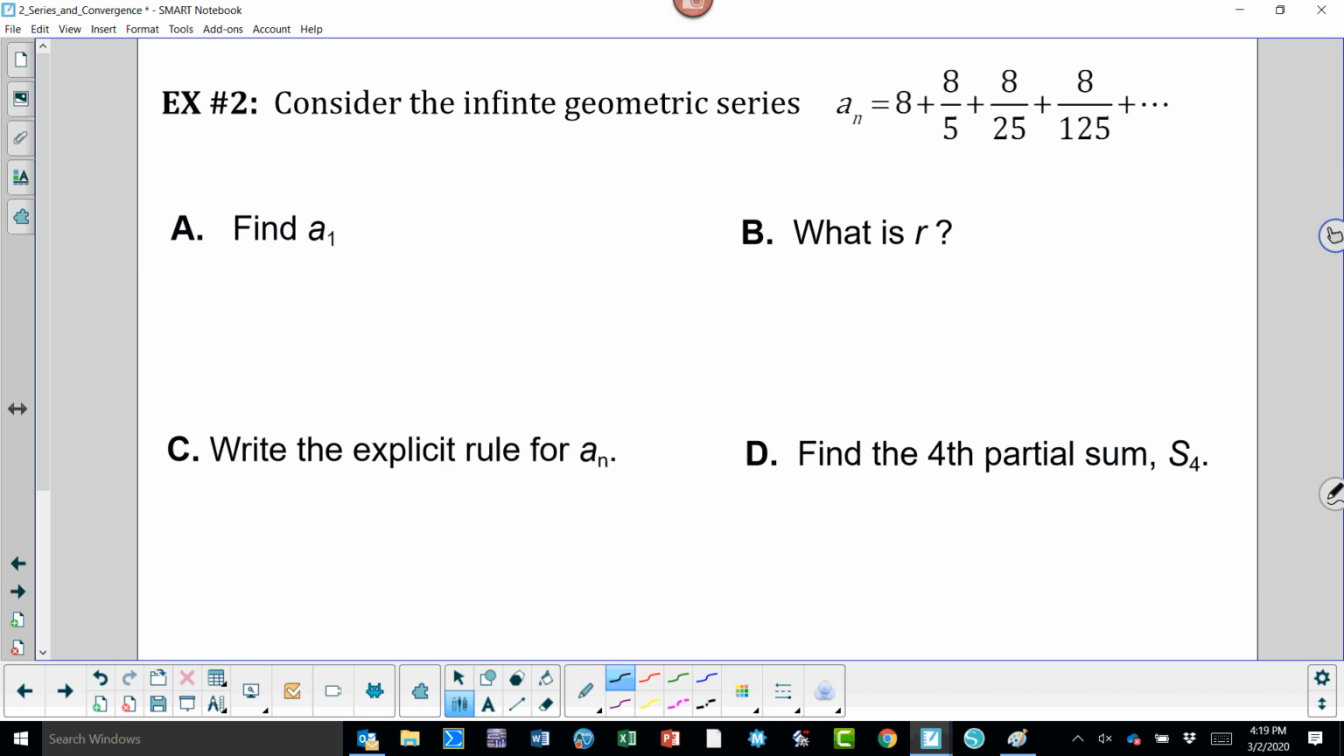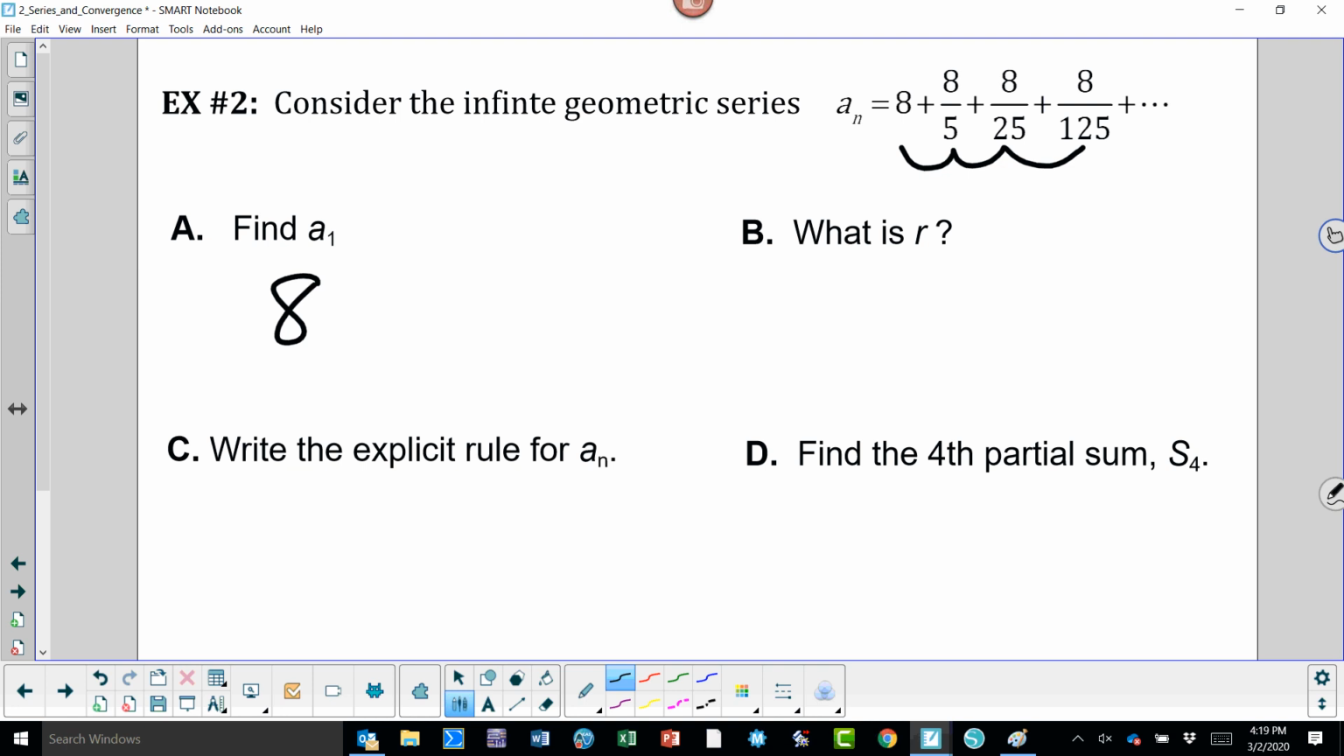So this is a geometric series. They tell you it's geometric, but the way I can see that it's geometric is I can tell that I'm multiplying by 1/5 each time to go to the next term, because of course the top is staying 8, and then you're simply multiplying by 5 on the bottom each time, which means I'm multiplying by 1/5. So a1 means the first term. So the first term is 8.